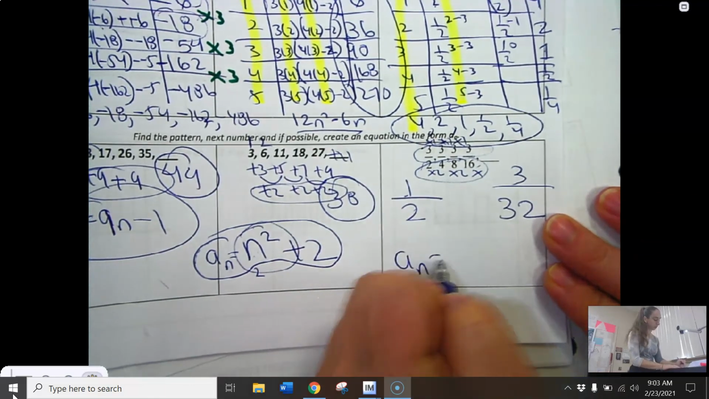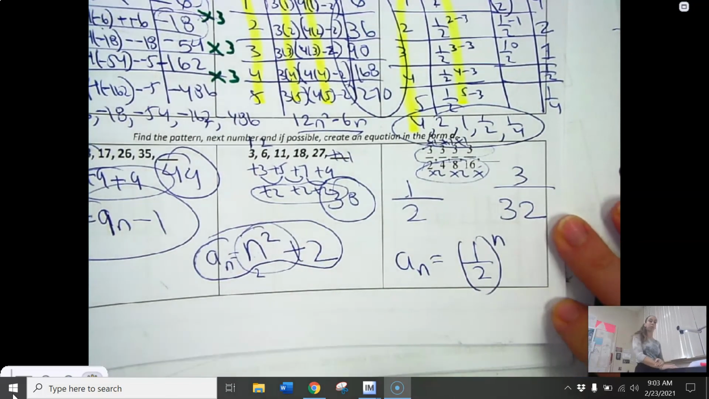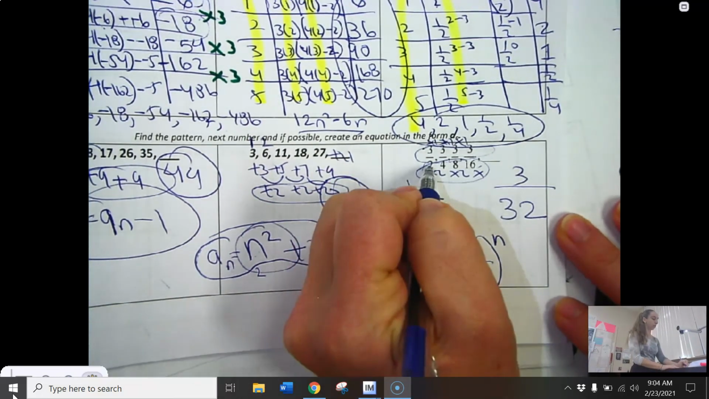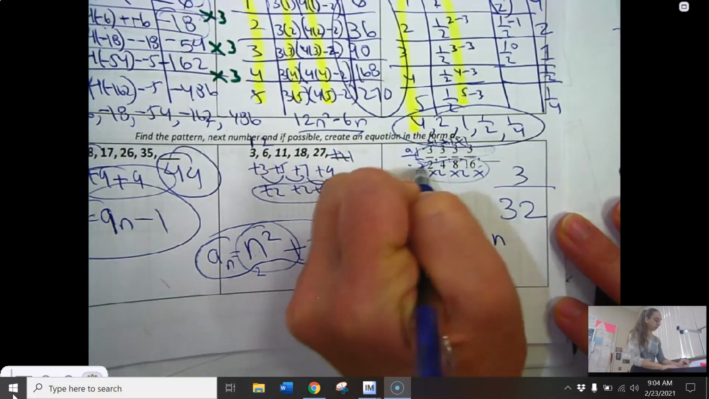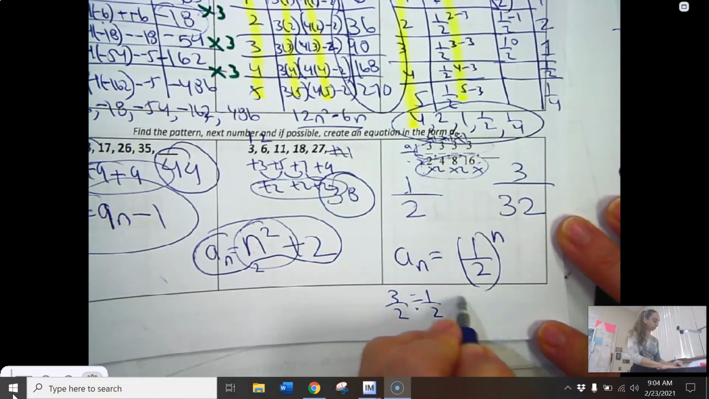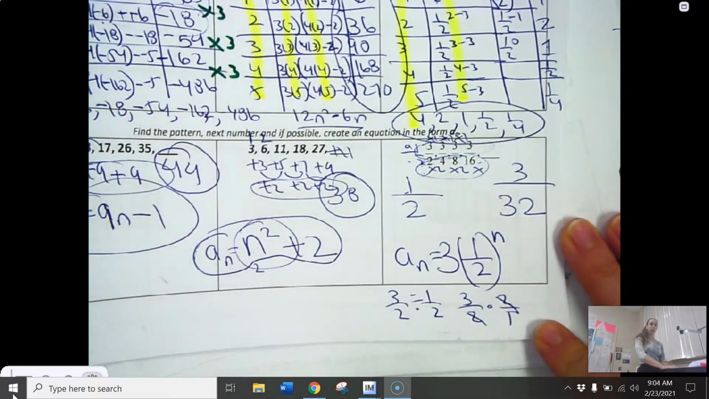I can get the explicit equation by going, hey, the pattern is 1/2. This is exponential. We've worked on this. What's the 0 term? So if this way is times 1/2, then this way is divided by 1/2. So I would go 3/2 divided by 1/2, which is 3/2 times 2 over 1, which is 3. So my 0 term is 3. And I think that's it.